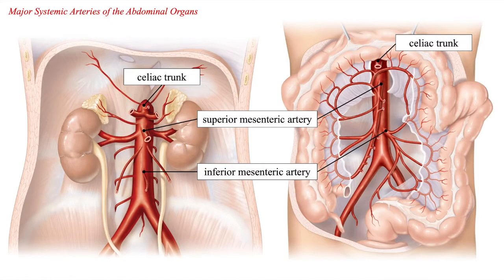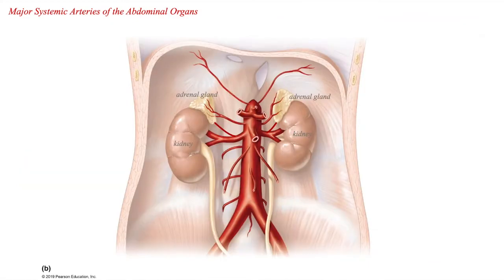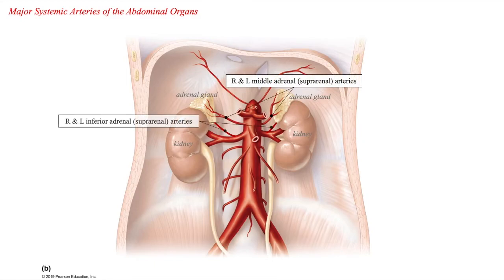In addition to the celiac trunk, superior mesenteric artery, and inferior mesenteric artery, there are many smaller arteries that arise from the descending abdominal aorta. A few notable arteries include the middle suprarenal or adrenal arteries and the inferior suprarenal or adrenal arteries. The renal arteries serve the kidneys, while the gonadal artery serves the testicles in men and ovaries in women.